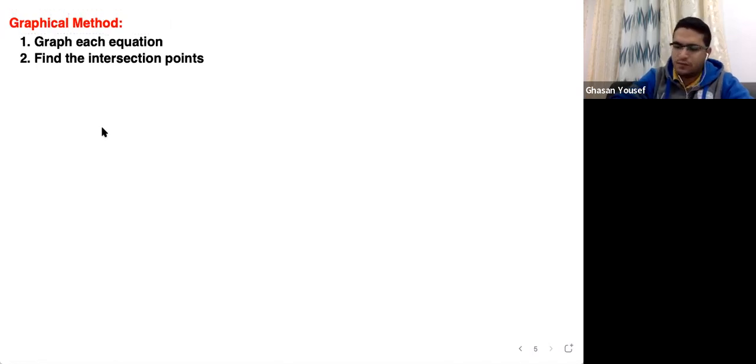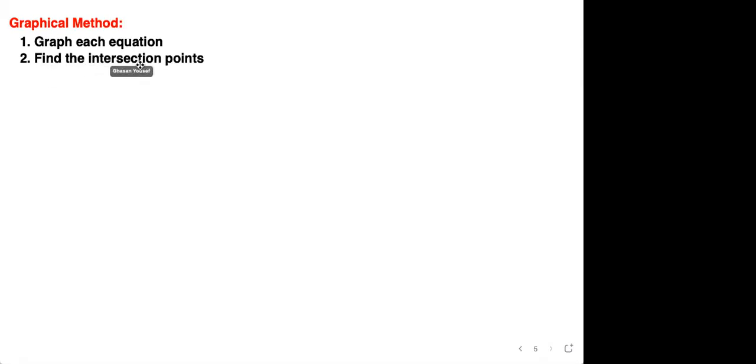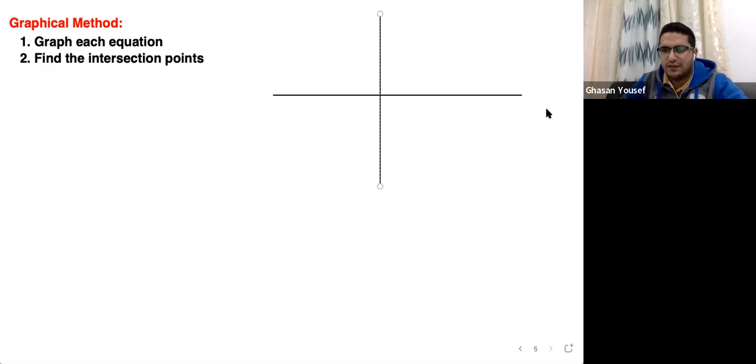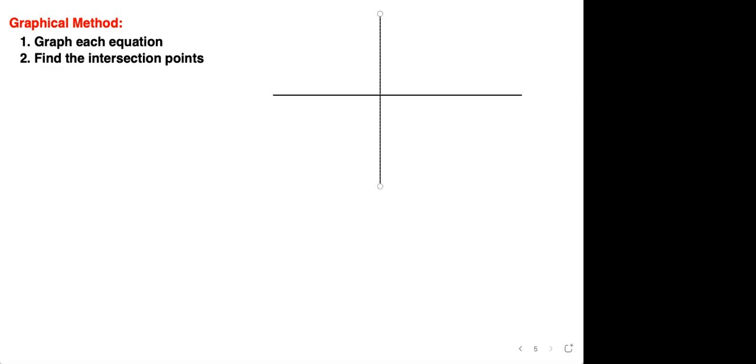Graphical method. For a graphical method, we have to graph each equation. Step number 1. Step number 2, we have to find the intersection points. So if I have, for example, 2 linear equations, as I know, the linear equation always has a graph as a line.